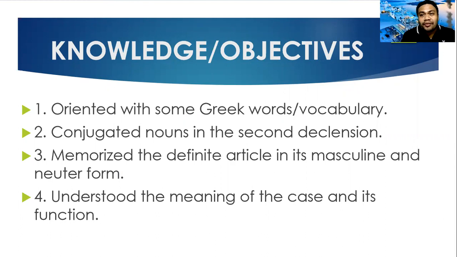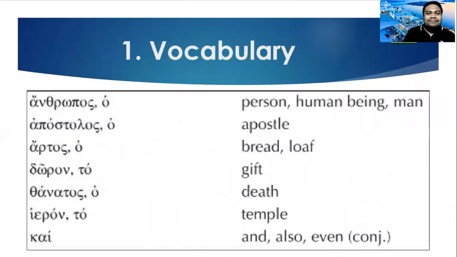So our objectives for today's lesson: we will be oriented with some Greek words and vocabulary. We'll be able to conjugate nouns in the second declension. We'll be able to memorize the definite article in its masculine and neuter form. And finally, be able to understand the meaning of the case and its function. So are you ready? Let's start with our vocabulary.